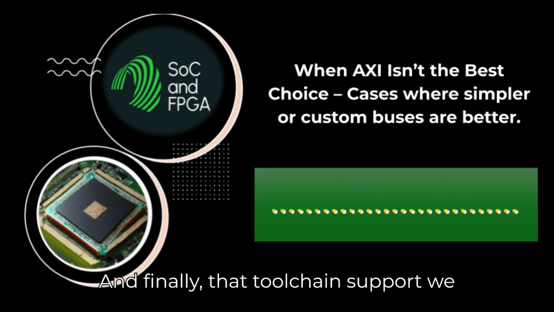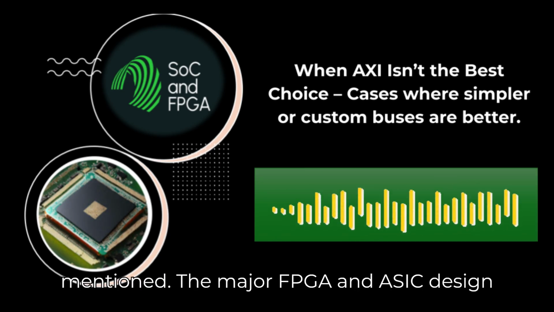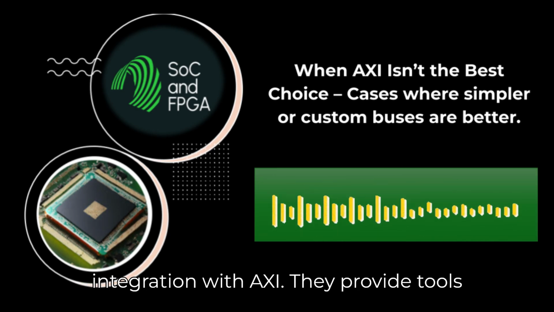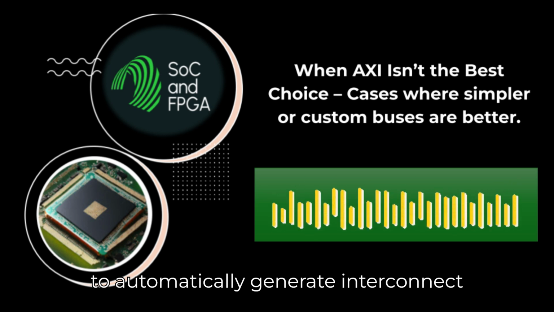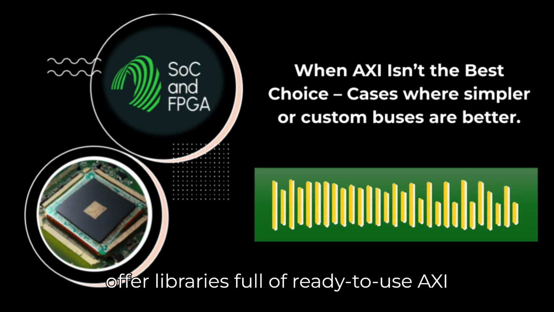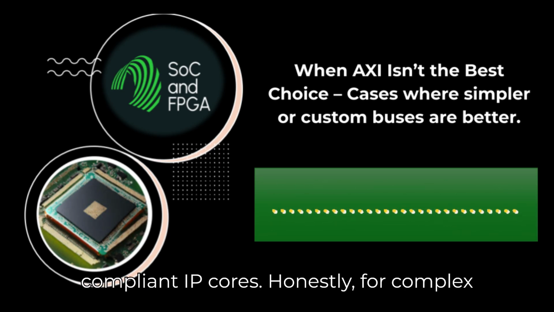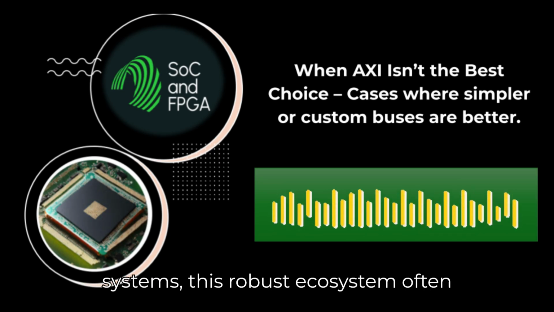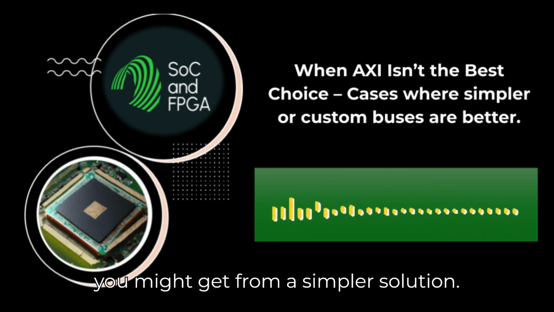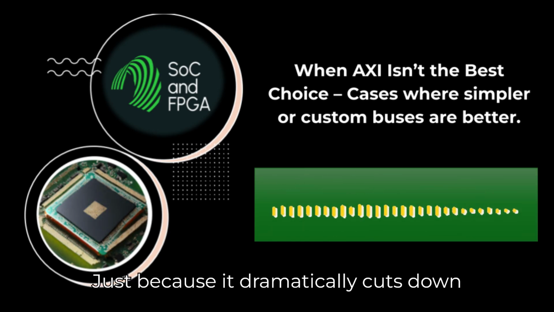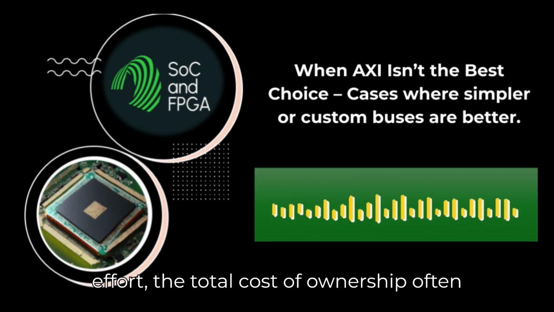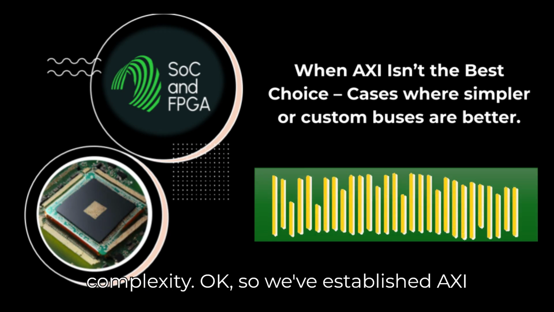And finally, that toolchain support we mentioned. The major FPGA and ASIC design tools like Vivado and Quartus have deep integration with AXI. They provide tools to automatically generate interconnect logic, verify AXI interfaces, and offer libraries full of ready-to-use AXI-compliant IP cores. Honestly, for complex systems, this robust ecosystem often outweighs any theoretical marginal gains you might get from a simpler solution, just because it dramatically cuts down design time and, crucially, verification effort. The total cost of ownership often ends up being lower with AXI, despite its complexity.